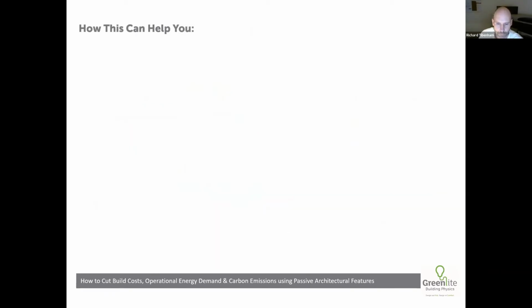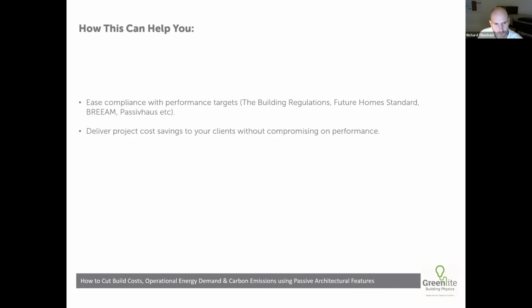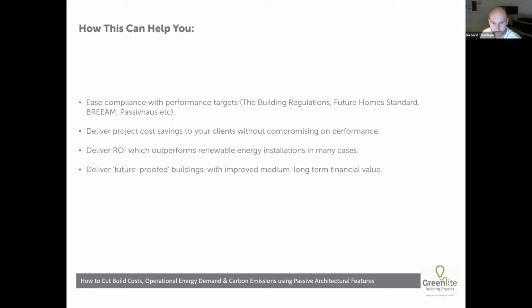So how can this help you? Firstly, it can ease compliance with performance targets, things like the building regs, the future home standard, which will be coming out shortly, BREEAM, and Passive House. It can deliver project cost savings to your clients without compromising on the performance, as we've run through. And it can deliver ROIs which outperform renewable energy installations in many cases. It can future-proof buildings with improved medium and long-term financial value.